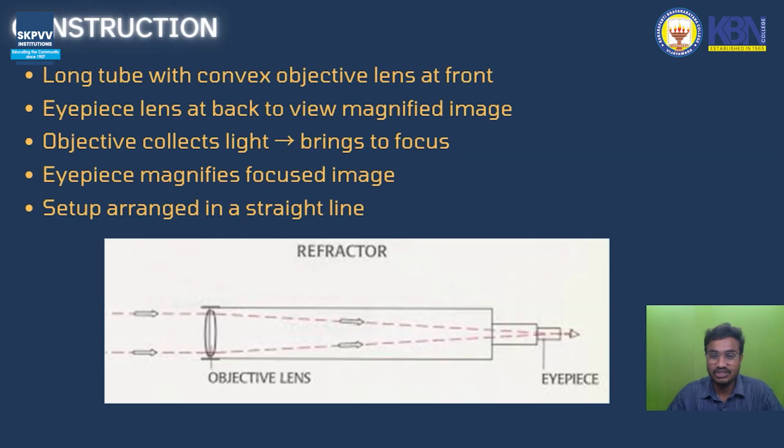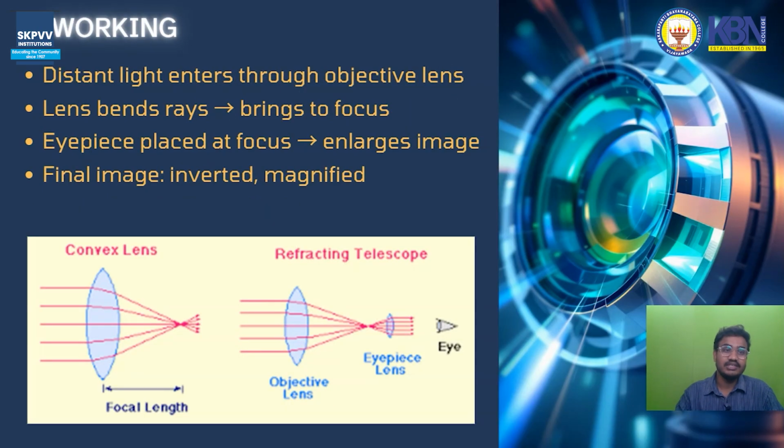That image will act as an object for the eyepiece lens. The eyepiece magnifies the focused image. Coming to the working, the distant light enters the objective lens first. The objective lens forms an image which is within the focal length of the eyepiece lens.